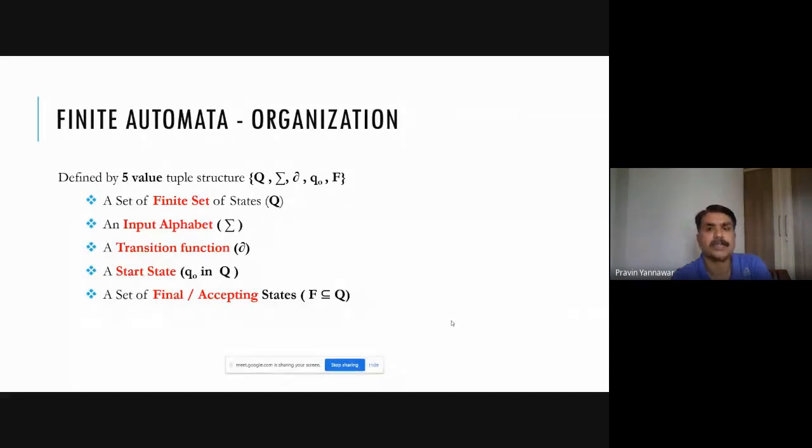So the important terms are these only: Q, sigma, delta, Q0, and F. And no doubt, F is part of Q only. So either you can define it separately or otherwise, but Q0 and F are part of Q only. Okay, so let us try to understand this.